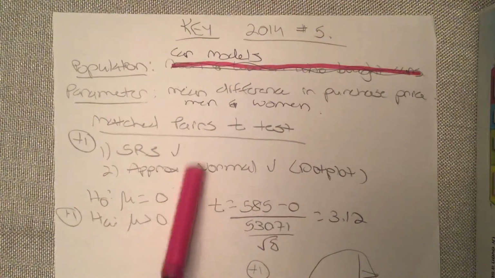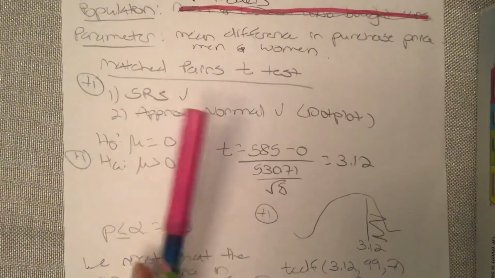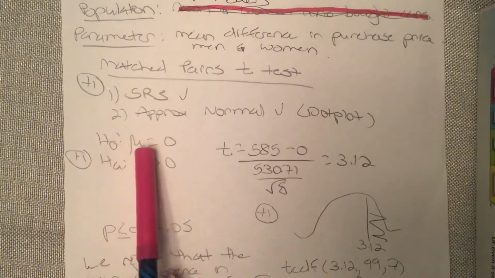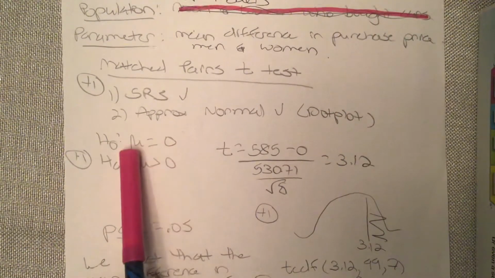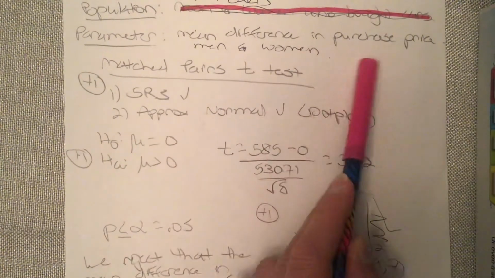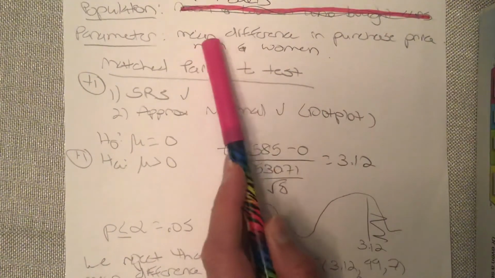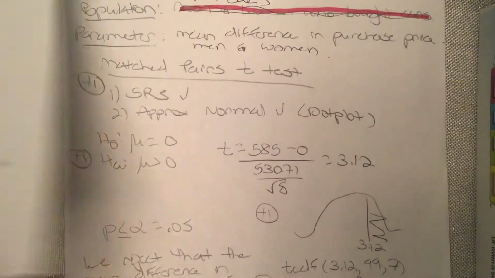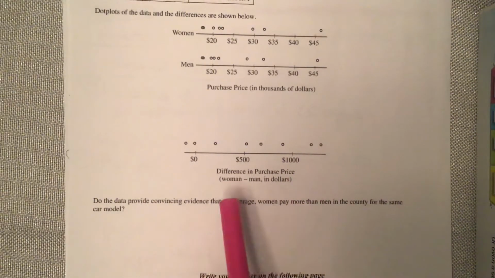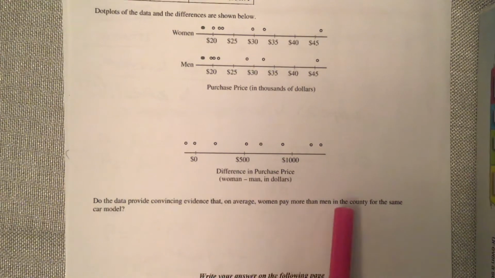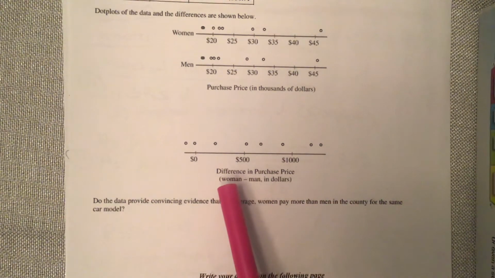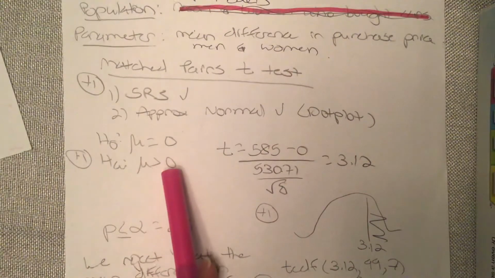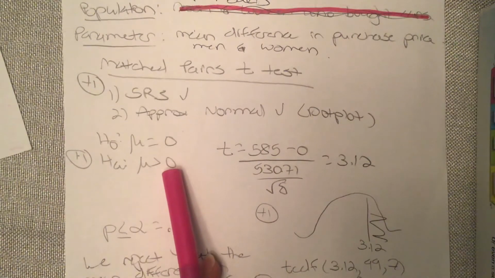And then I'm going to go ahead and write the H0 and the Ha. So the H0 is that mu equals 0, because that's saying that there is no difference between the men and the women. Okay, so remember your mu is the mean difference. And the Ha, the question says that women pay more than men. And since the differences are calculated as women minus man, that's why the alternative would be greater than 0, because you want to see if they pay more.